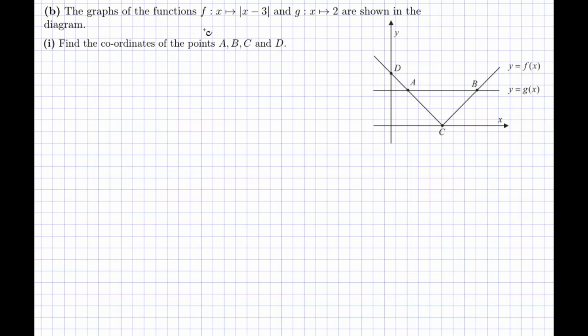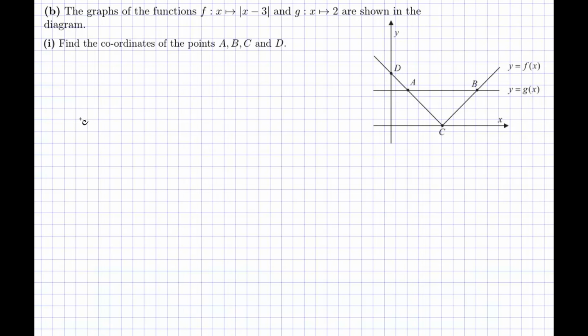Part B gives you the graphs of two functions. f is this function here, and g is another function which is just a straight line. And you have to find the coordinates of the points A, B, C, and D. So you'll notice that A, B, C, and D are all intersection points. A and B are where these two functions f and g intersect. C is where the function f intersects with the x-axis, and point D is where the function f intersects the y-axis.